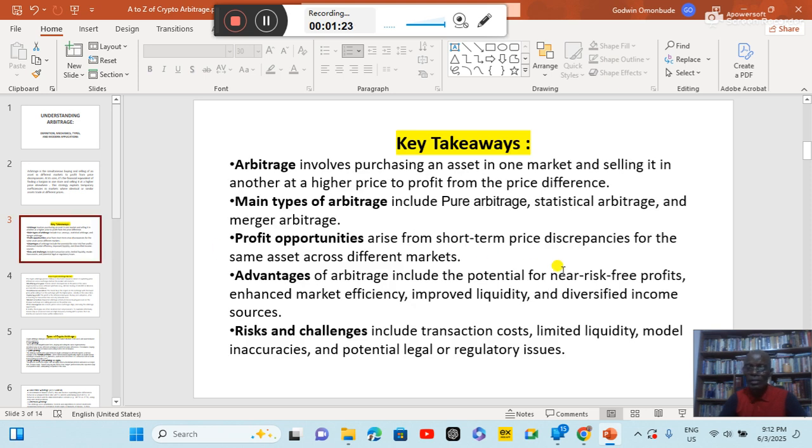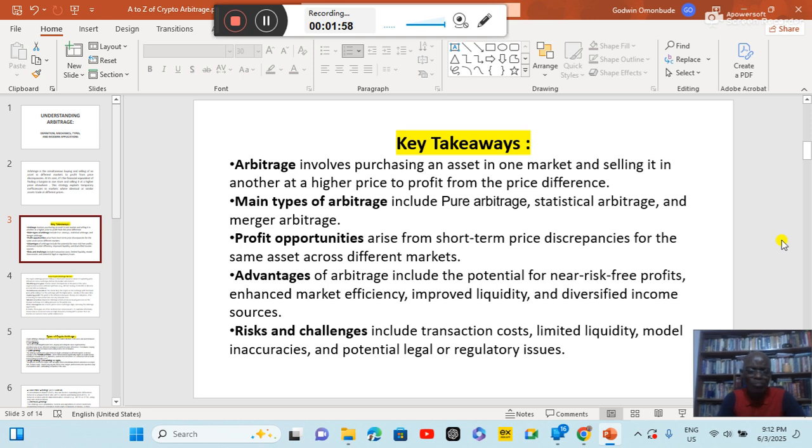What are the key takeaways that we must understand about arbitrage trading? Number one, we must know that arbitrage trading is about buying an asset in one exchange where the price is lower and selling it in another exchange where the price is higher. Number two, there are different types of arbitrage trading: pure arbitrage trading, statistical arbitrage trading, convertible arbitrage trading, merger arbitrage trading, and so many others. So we are going to be looking at the various types as we go on in the teaching.